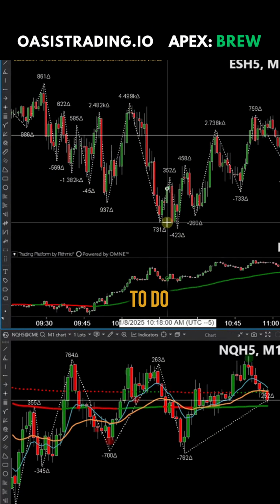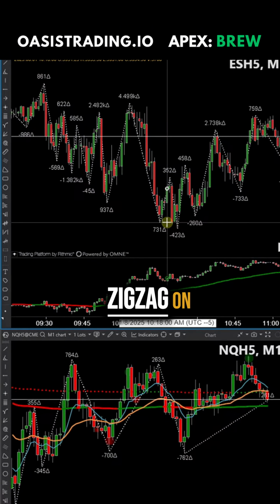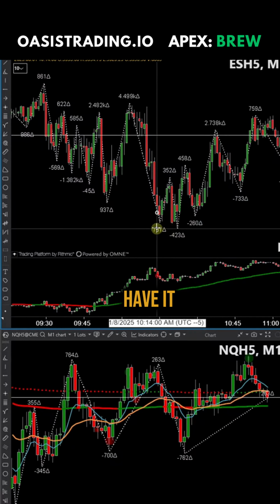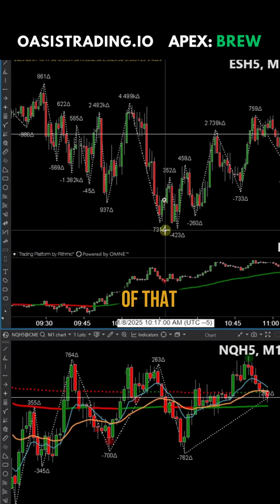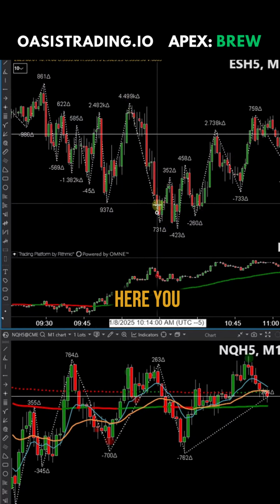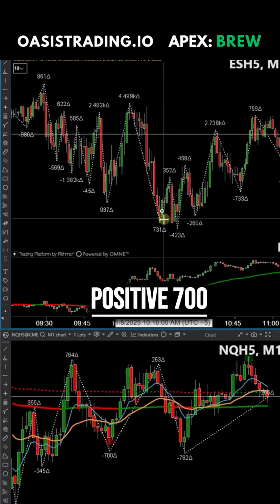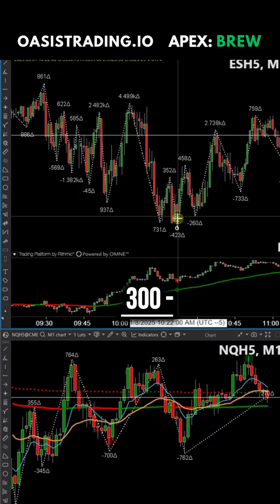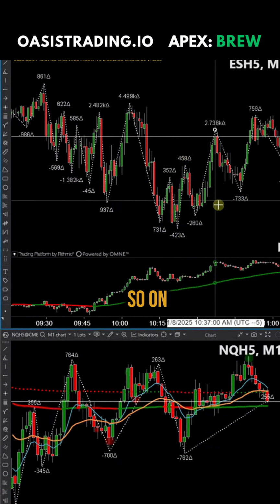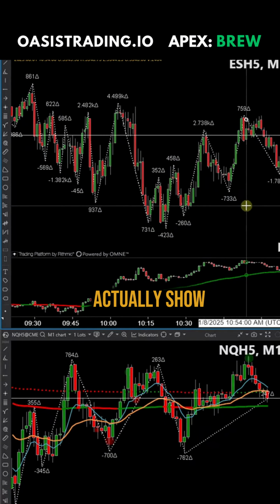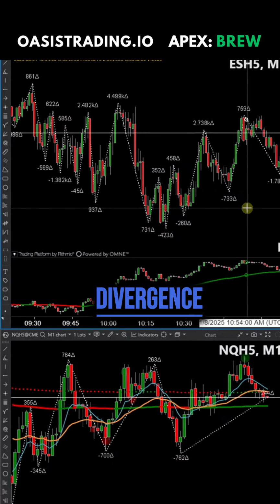And one thing that I like to do with the zigzag on Atas is I like to have it show me the delta of that move. So like this move here, you can see that there's positive 700 delta, that move there, positive 300, negative 400, so on and so forth. And what this can actually show you is divergence.